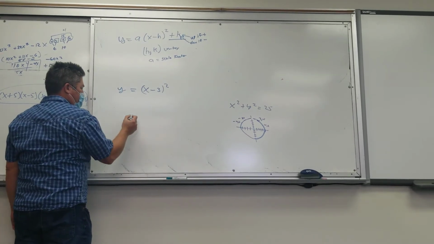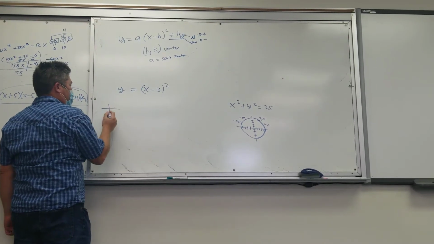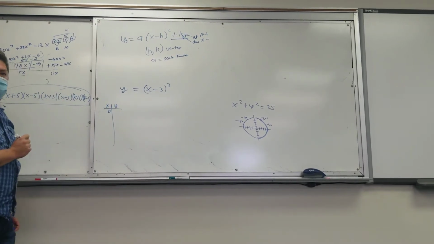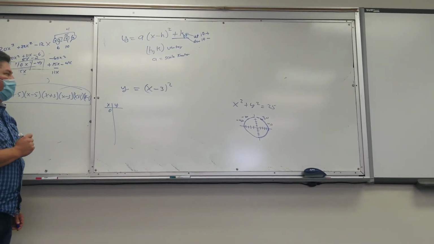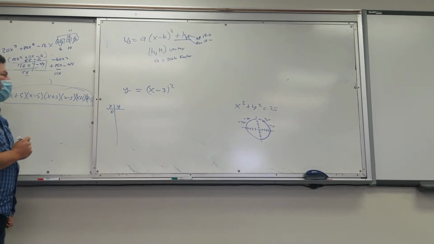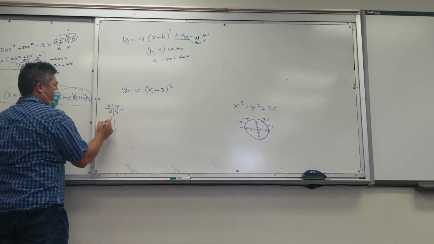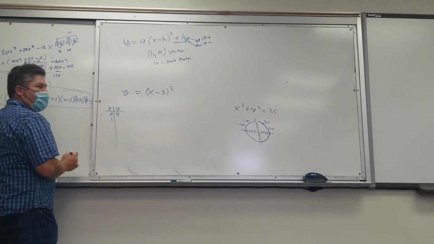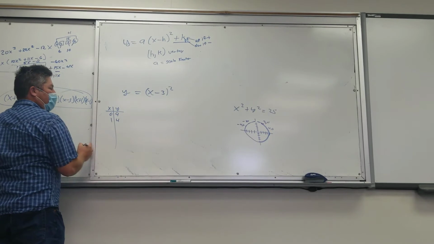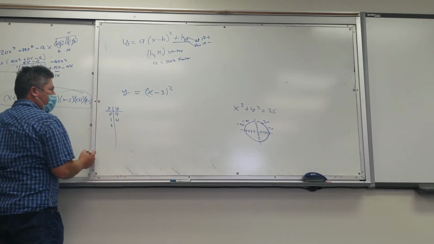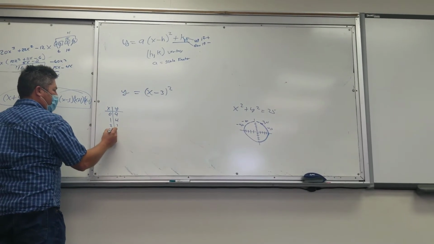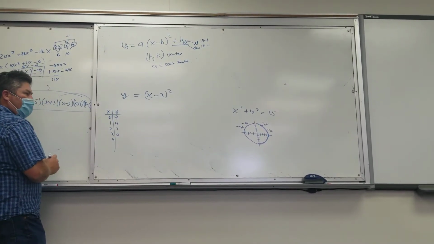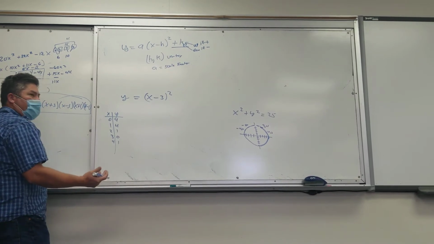Let's say we were doing this with a t-chart then. So let's do a little t-chart out here to the side. Let's go x and y. Let's go 0. What would 0 be? Plug it in. 9. 9, very good. What would 1 be? 4. I heard somebody say. What would 2 be? 1. What would 3 be? 0. What would 4 be? 1.